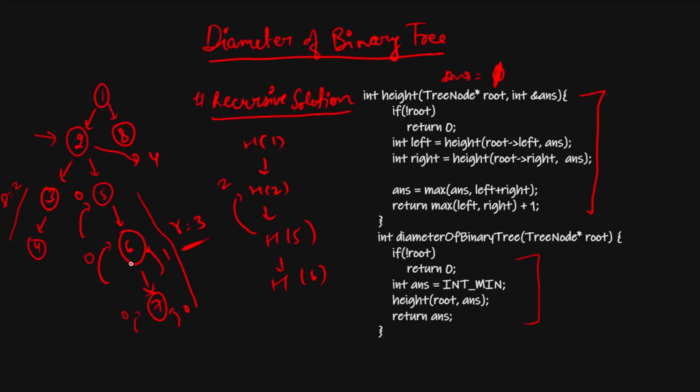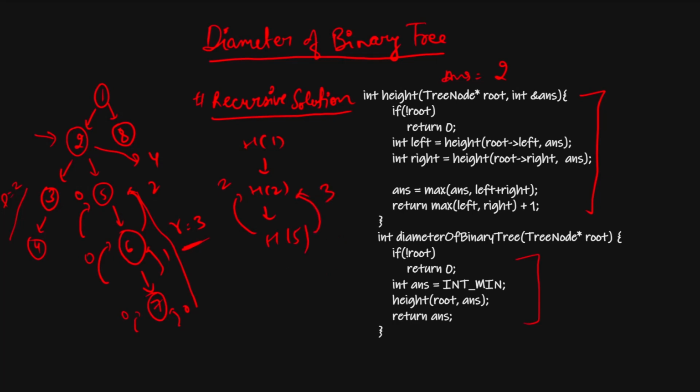Now 0 and 1, whose sum is not greater than the answer, so we will not update. Now between 0 and 1, which is maximum? 1 is maximum, so 1 plus 1 is 2. Now this S6 will return 2. Now for 5, this 2 is greater, so I will update my answer to 2. Now with 0 and 2, what will be the height of 5?